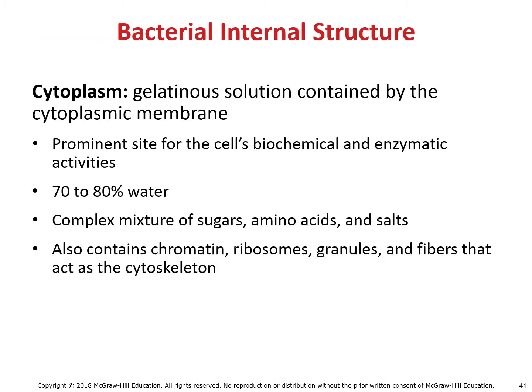The bacterial internal structure is very important to discuss, but there's so much potential in what we could discuss. So let's start off with the liquidy component that makes up the cell, and that's the cytoplasm. The cytoplasm is typically considered to be gelatinous, primarily made of water, with some dissolved resources like sugars and amino acids and salts and such. We also see things like chromatin, ribosomes, granules, even cytoskeleton that are important for the cell's function.